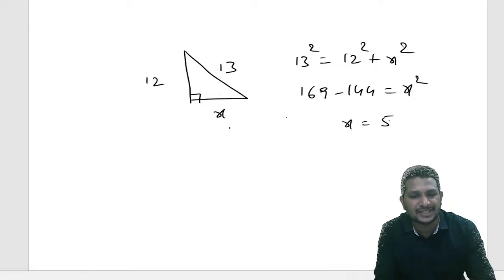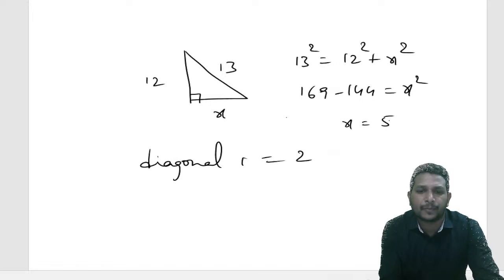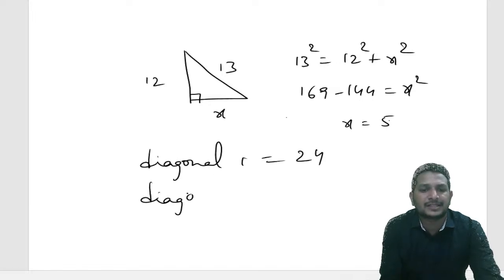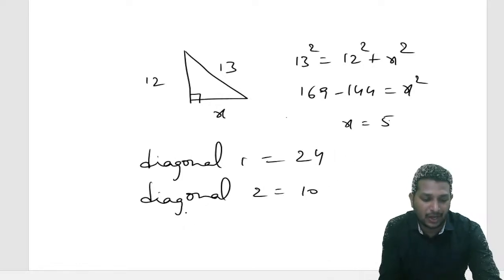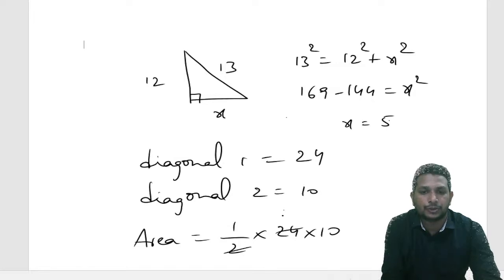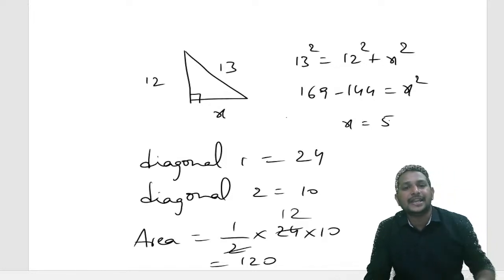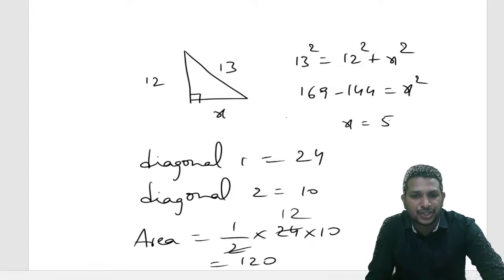Okay. So as we know that diagonals bisect each other equally. So if this is 5, the total diagonal will be how much? Diagonal 1 will be 24, which is given. And diagonal 2, we found it as 5, so the total diagonal will be 10. So area will be half product of diagonals, right? So half into 24 into 10, the answer is 120. That's nothing but option 4.